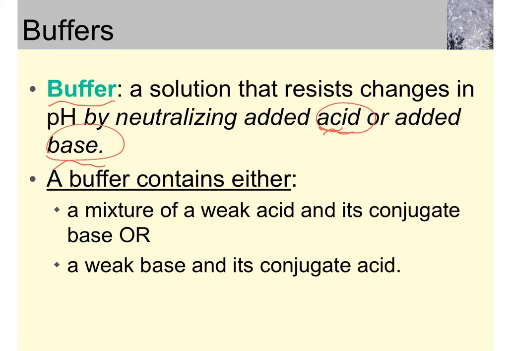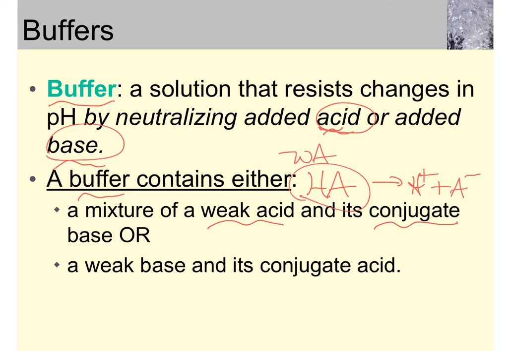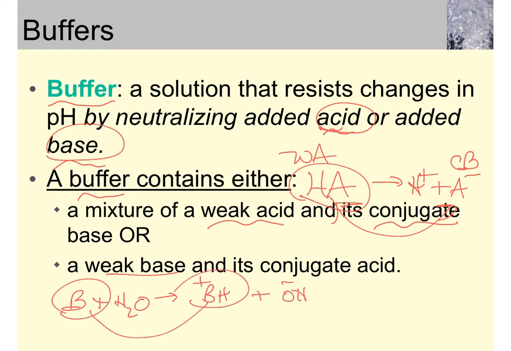So what a buffer contains then is a mixture of a weak acid and its conjugate base. Okay, so we're used to showing that generically, right, as this. So this would be our weak acid and this would be the conjugate base. So these two, both present in a buffer, or a weak base and its conjugate acid.